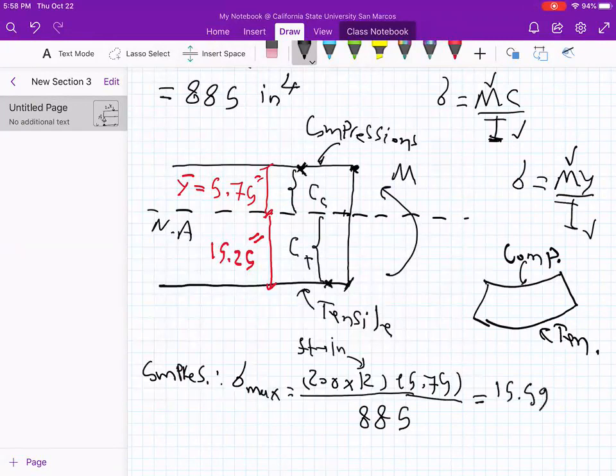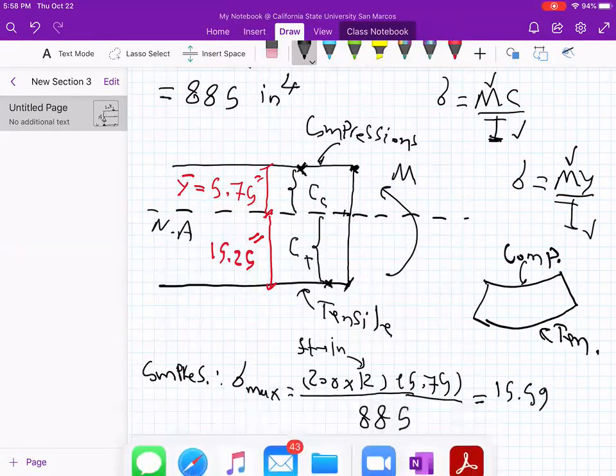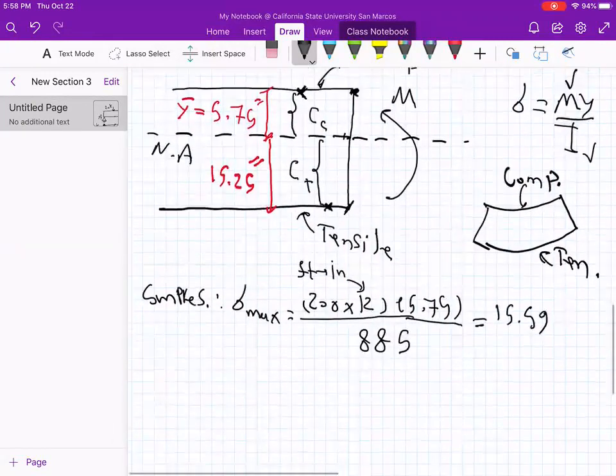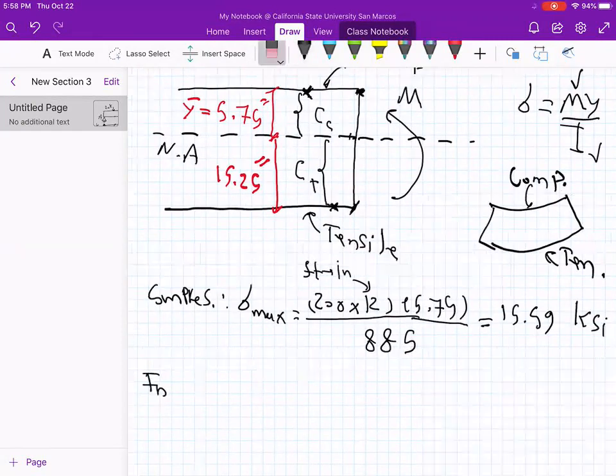Okay, guys, what is the unit? KSI, kips per inches squared, exactly. Kilopounds, I mean.